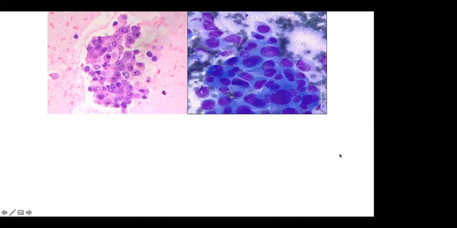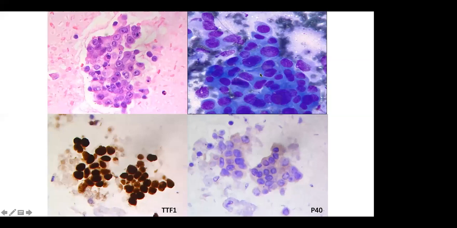Other case, now look here, prominent nucleoli. In the Giemsa stain the cytoplasm looks more dense, but in the end it is an adenocarcinoma, TTF1 positive, P40 negative.